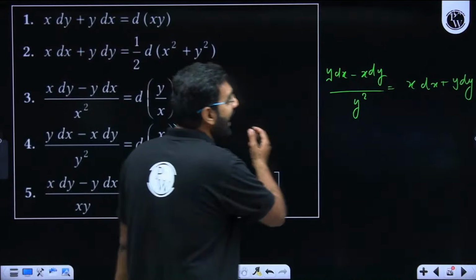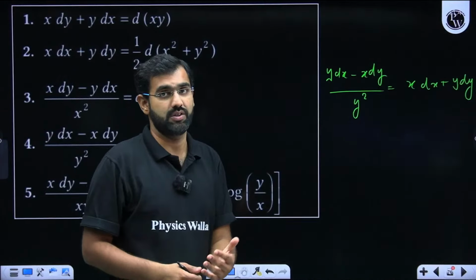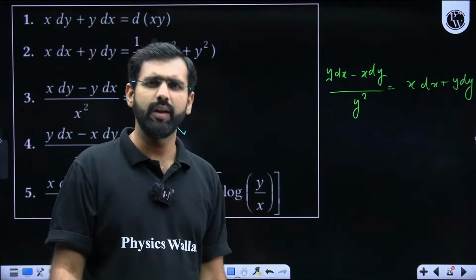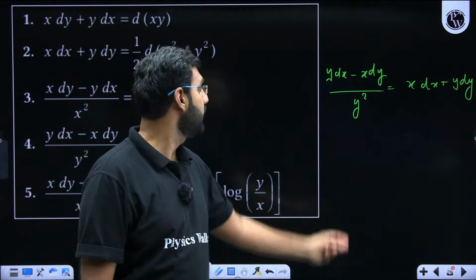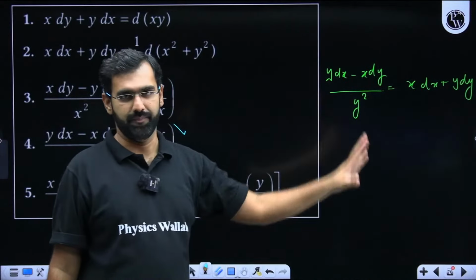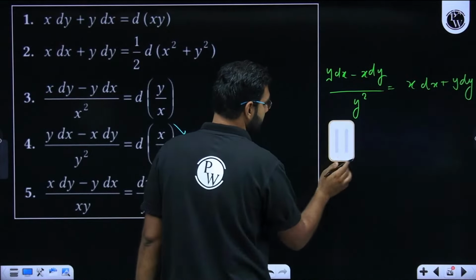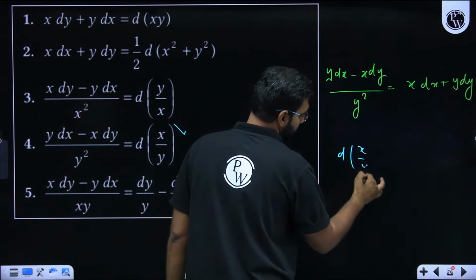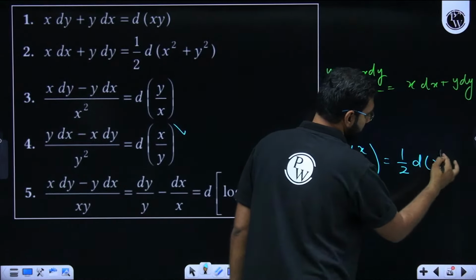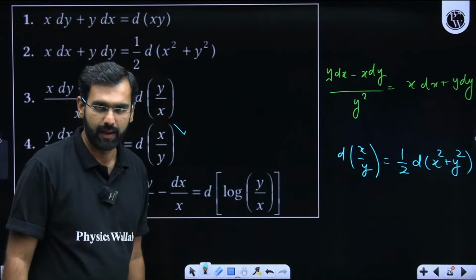So with exact differential equations, if you could remember these results, differential equation based questions can sometimes be done without linear differential equation, without homogeneous, without variable separable form, without Bernoulli, and you can write the answers within 2 steps. Let's say this is the question. How do I solve it? We know this is nothing but d of x by y. And this is nothing but 1 by 2 d of x square plus y square. Are you listening and understanding this?